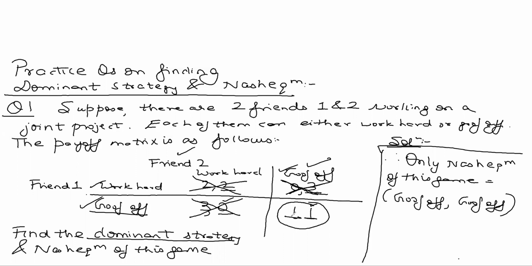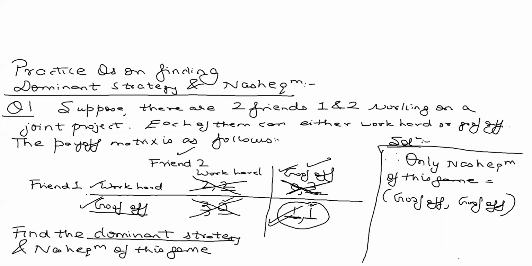Because we have got a dash below both the components. Once we get a dash below both the components, that means that's the Nash equilibrium profile. When friend 1 goofs off, friend 2 will also goof off. When friend 2 goofs off, friend 1 will also goof off. That means they don't have any incentive to deviate from here. So this is my Nash equilibrium.